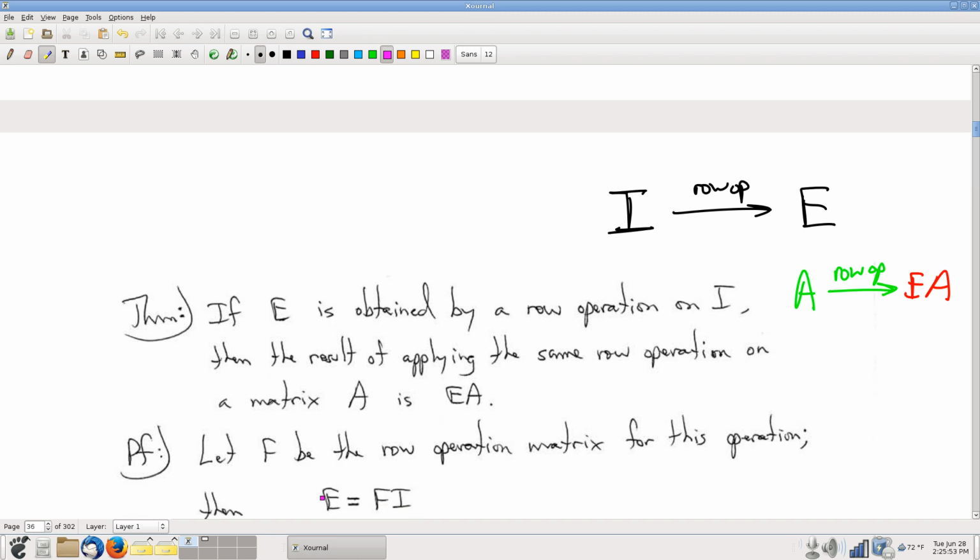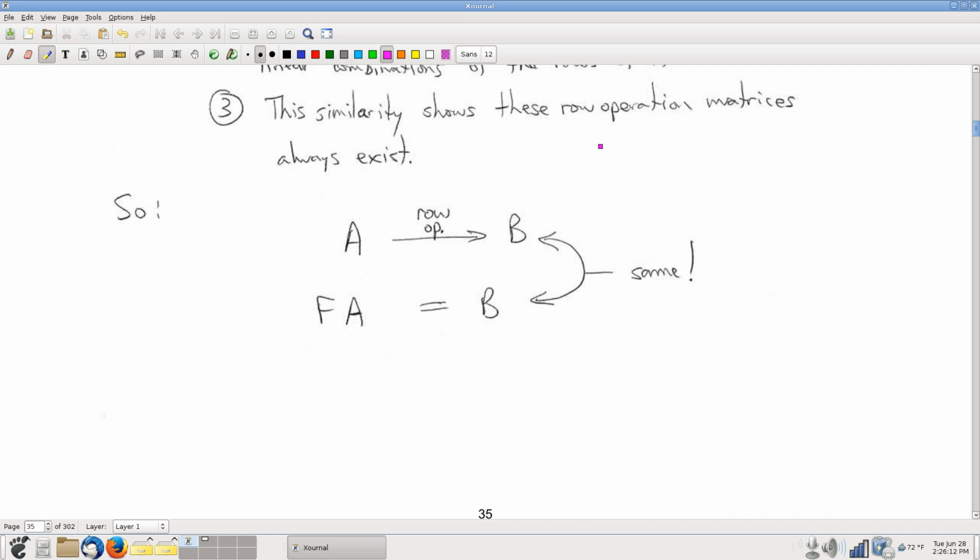Let's take what we're given here. Let's take our given statement, our definition of E, and let's write that in terms of row operation matrices. Keep in mind that execution of a row operation can be thought of as left multiplication by a row operation matrix.